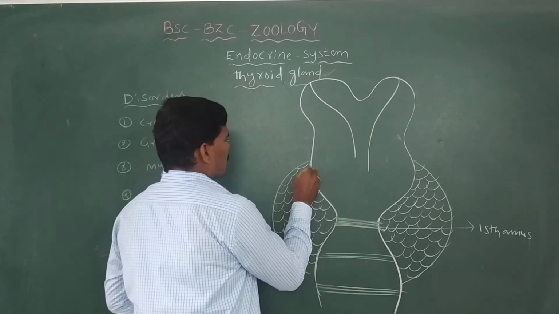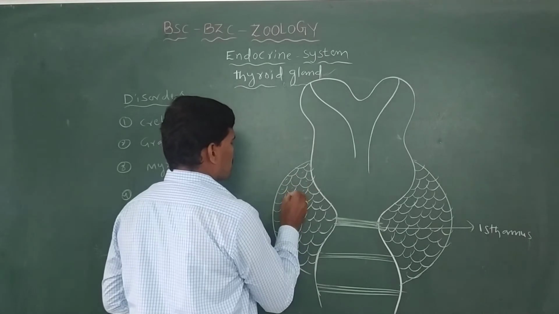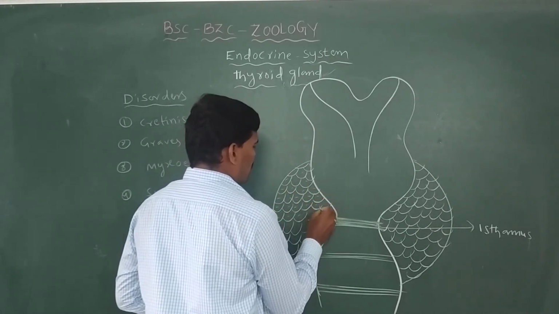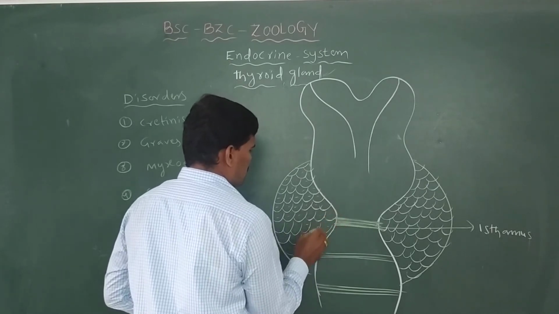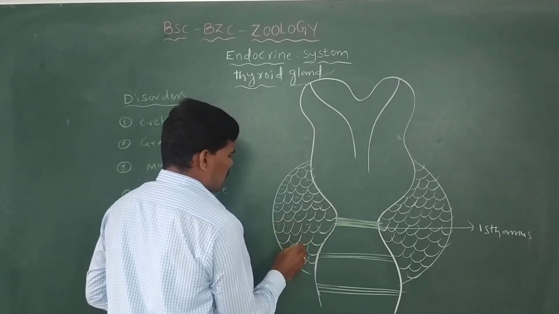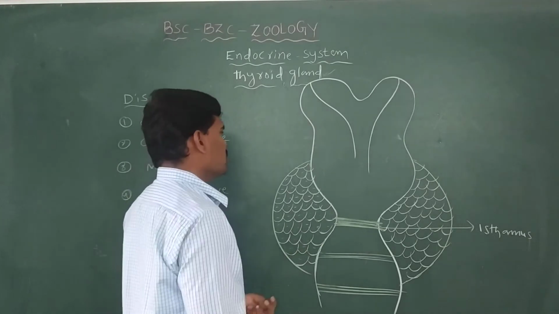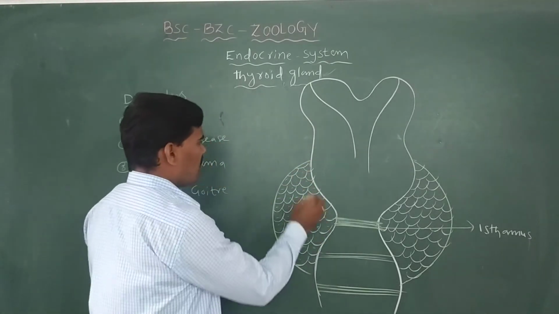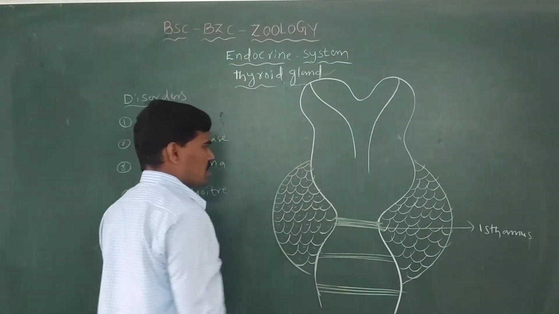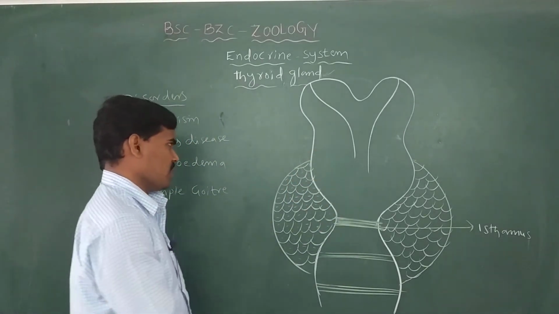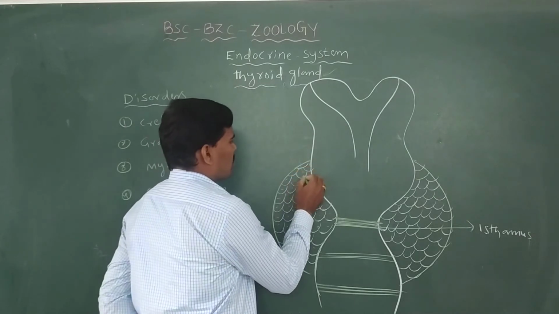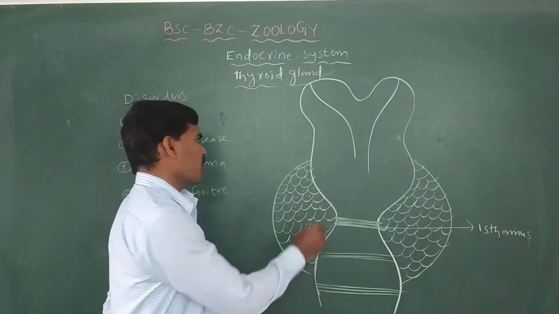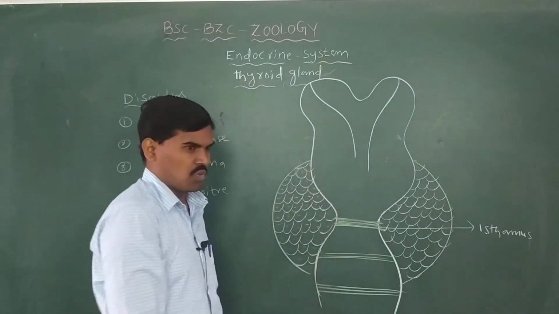Each lobe has a large number of follicles, the lobular follicles. This is one of the lobular follicles. There are so many lobular follicles, and each lobular follicle contains the hormones.